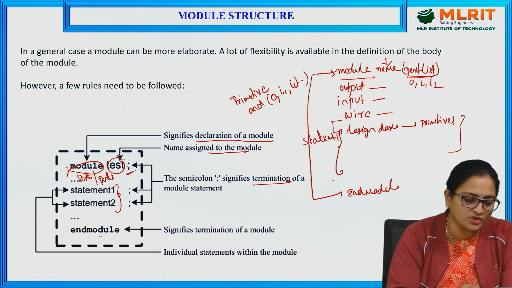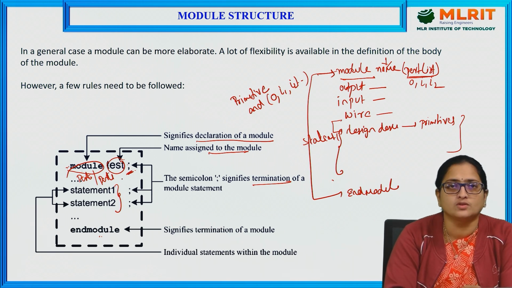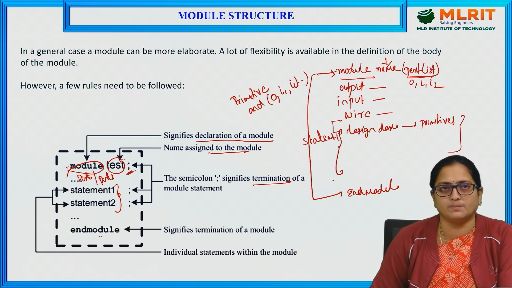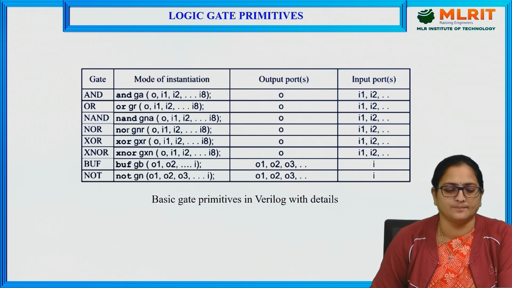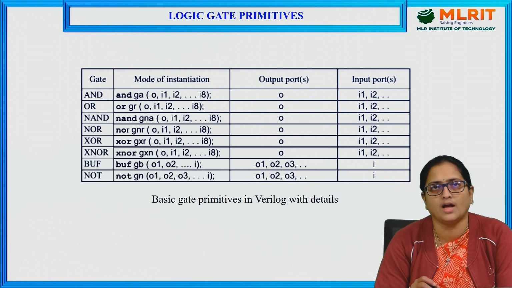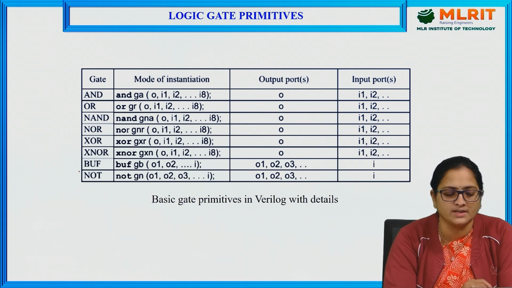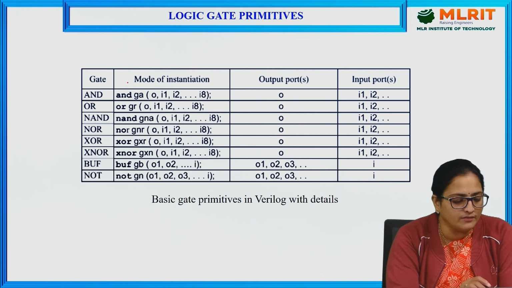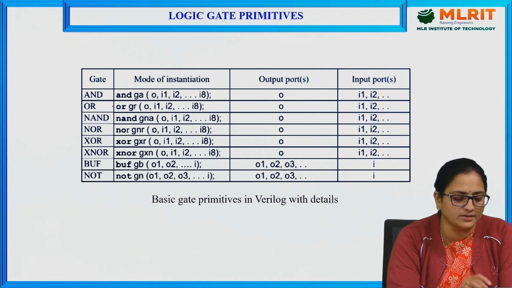And remember, each and every statement has to be given with the semicolon, which defines the termination of that particular statement. So these are some logic gate primitives which are readily available in Verilog, and I am showing what the gates are, how to do the instantiation for these gates, and what the outputs and input ports for these gates are. See here, we have 7 gates.